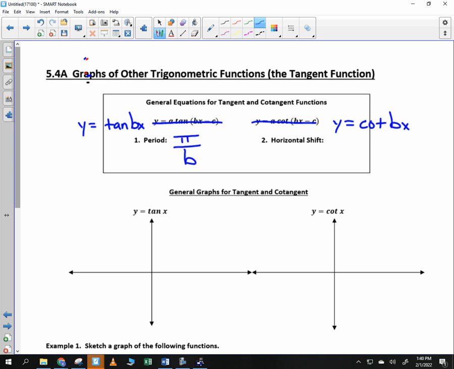Yes. Sure, just write y is equal to tangent of bx. We're not going to do a horizontal shift with this one. We're going to keep it simple and just look at a change of period.